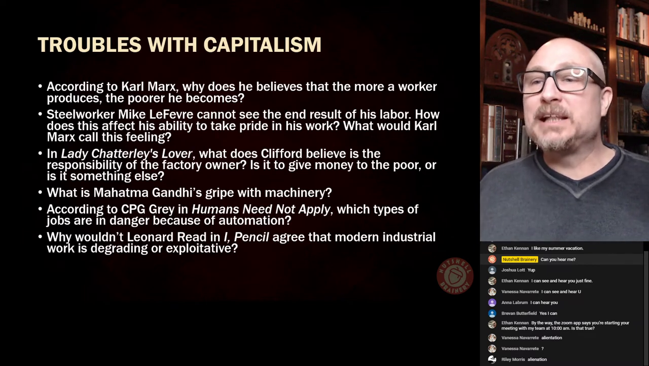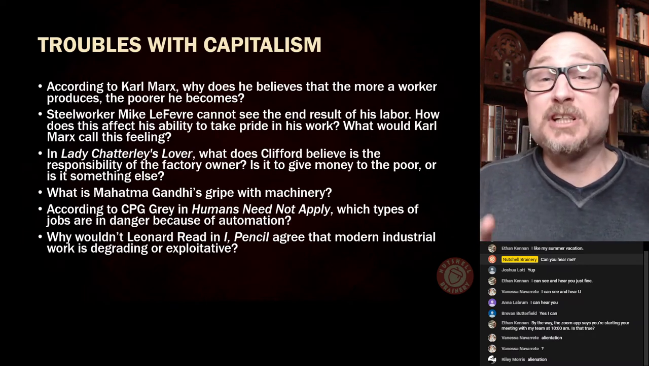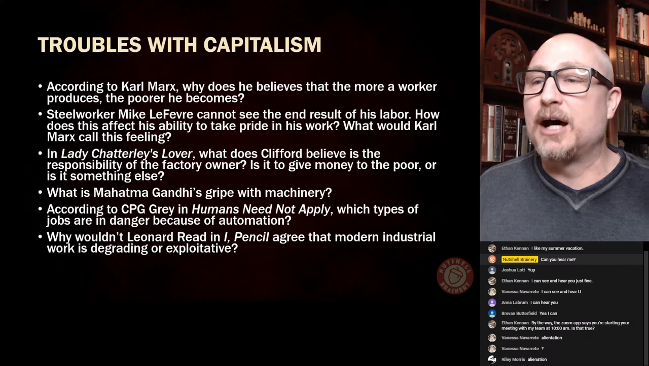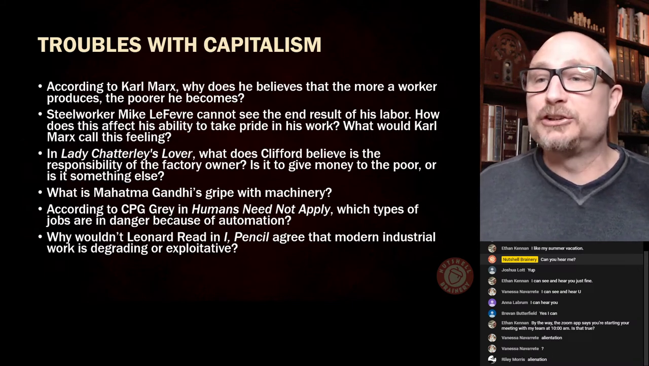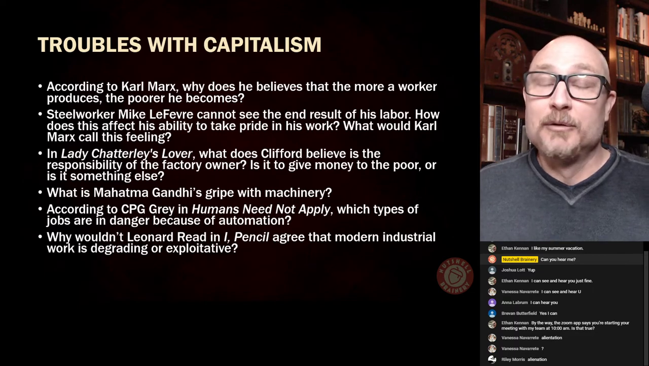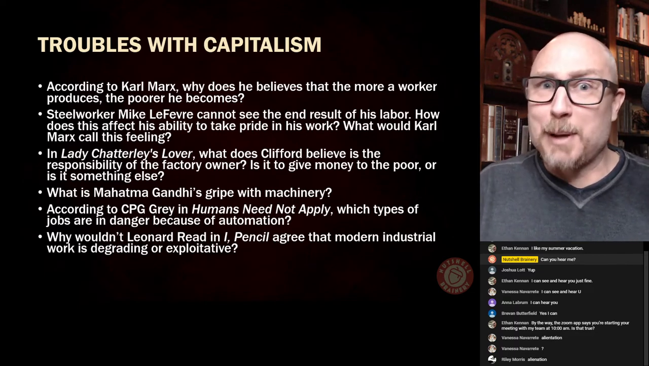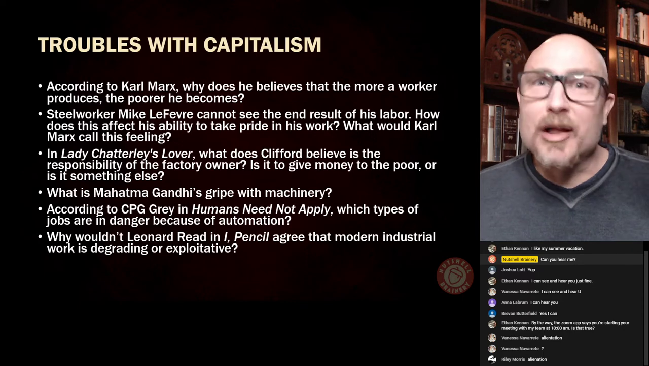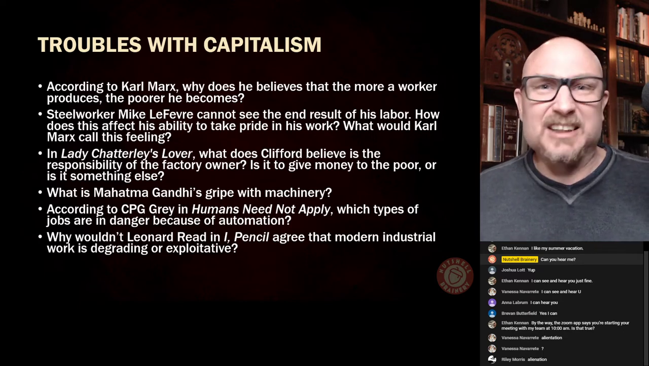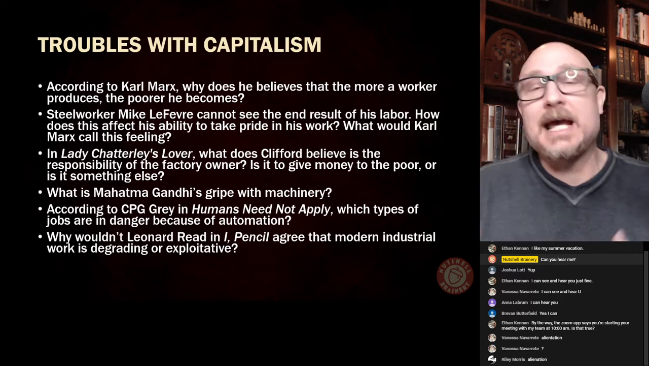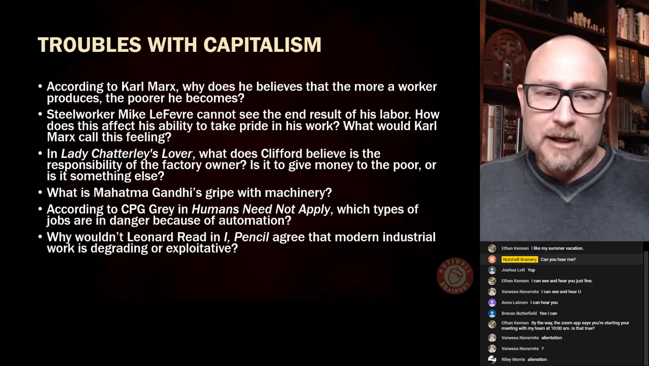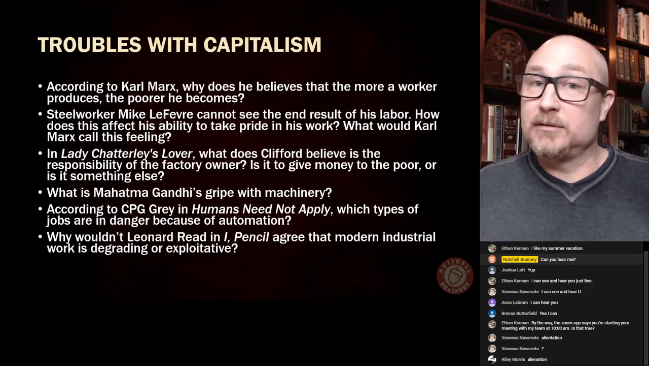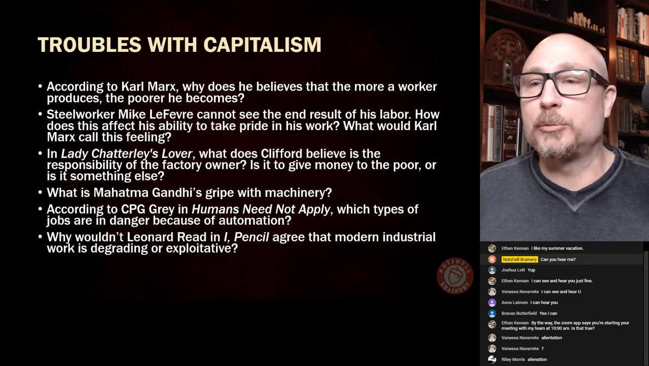According to CPG Grey, the guy who did the video "Humans Need Not Apply," which type of jobs are in danger because of automation? Well, I'll just go ahead and tell you. If you remember from the video, all the jobs are in danger. It's not just, hey, you're a laborer or in production, or it's easy to replicate. No, he says everybody's pretty much at risk.